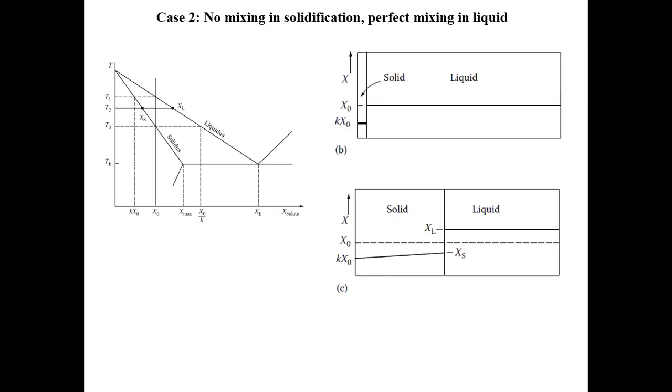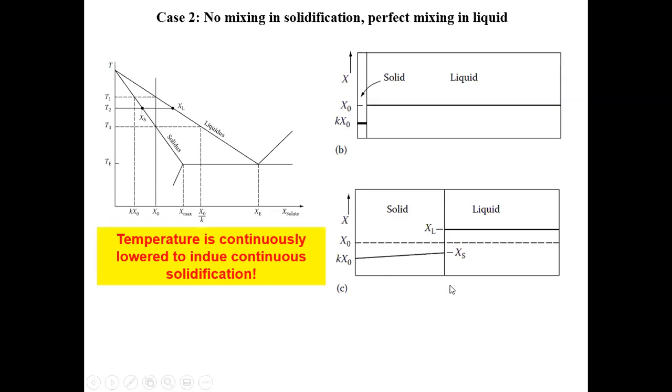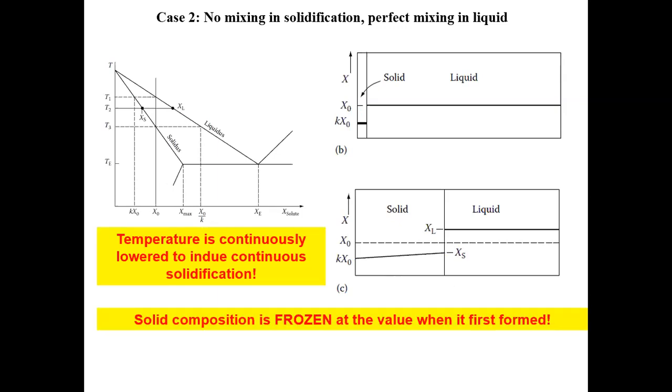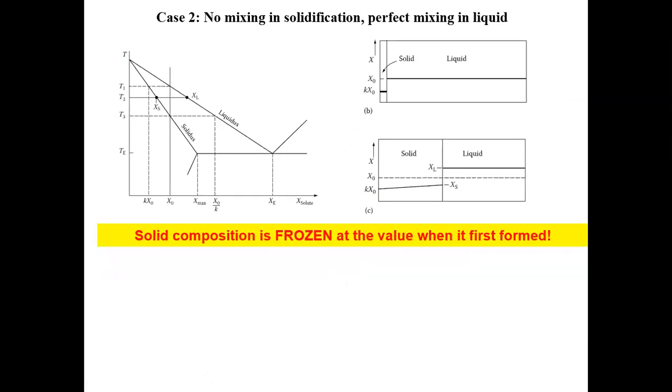Okay, but this is basically the setup and the processes. So I think we now understand the physics. Let's move on to talk about what we can say more quantitatively about that. The whole point here is that the temperature is continuously lowered to induce continuous solidification. The consequence is that the solid composition is frozen at the value when it first forms. And because we're pushing this to the right, you're going to see an increasing profile in the solid. That is basically what we just analyzed, and let's make it more quantitative.